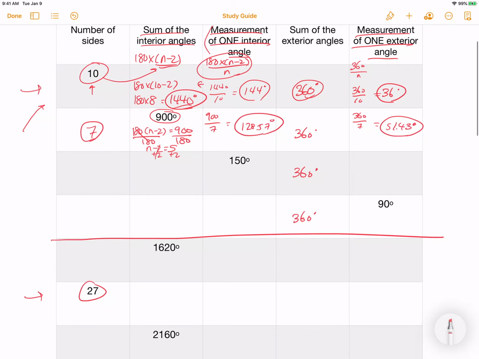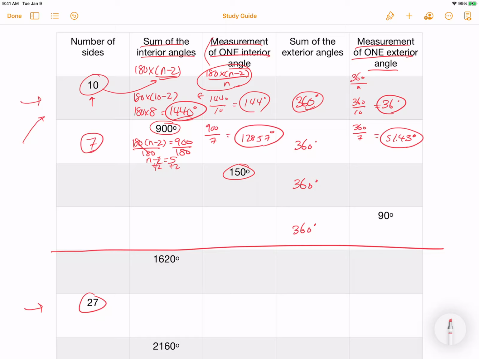Okay. All right, so the next question here, we have 150 degrees as the measurement of one interior angle. Now this is where it gets tricky because this is a result of 180 times n minus 2 divided by n is 150. Now there are a couple ways in which you can do this. I find it a lot easier to remember that the measurement of one interior and one exterior angle is going to add up to give you 180 in total. So 150 plus, let's say, x gives you 180.